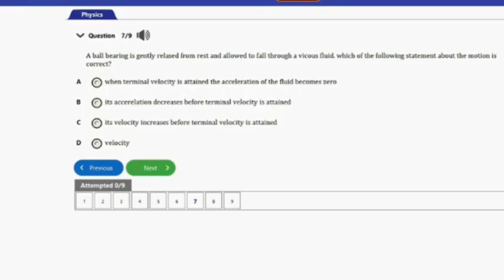D. Velocity. So the answer to this question is option A. When terminal velocity is attained, the acceleration becomes 0. As the ball bearing moves through the fluid, it gets to attain terminal velocity, and as terminal velocity is attained, there is no further acceleration. So the acceleration becomes 0. That's it for this question. Option A is the answer. Let's consider the next question.